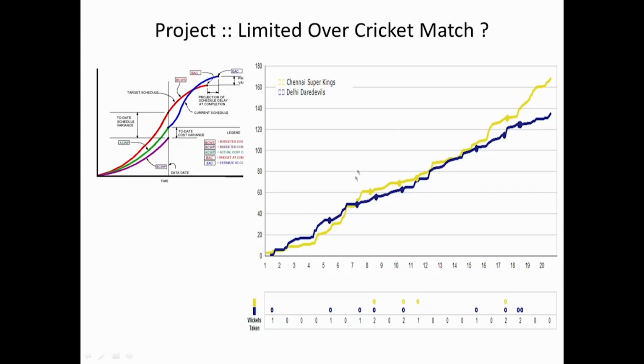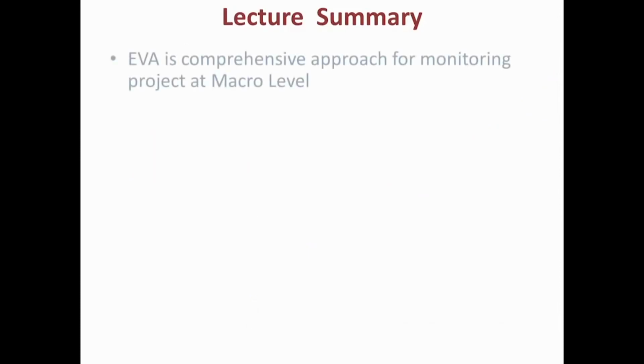Given that an asking rate is given, it might be that the budgeted cost of work scheduled is what the first team has given, and the second team is actually doing the execution. If you have analogies on this, it will be interesting to hear about it. Now to summarize what we have covered, the earned value approach is a comprehensive approach for monitoring a project at a macro level.